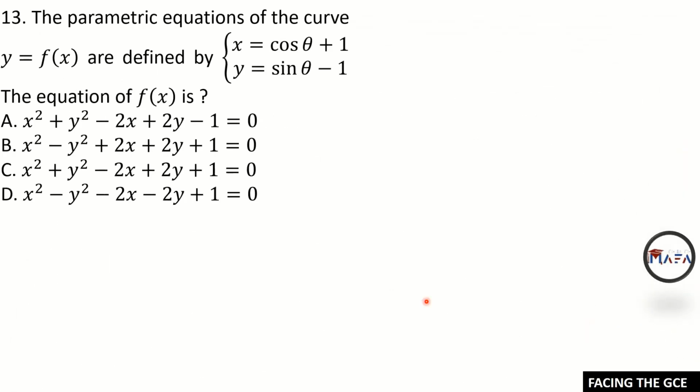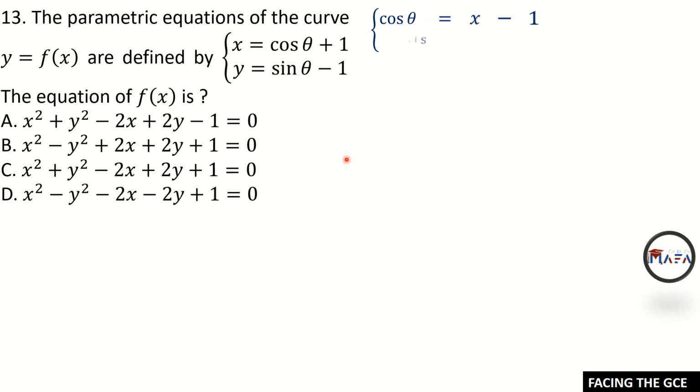Alright, so we are getting closer to the end. Question 13, it reads, the parametric equations of the curve y equal to f of x are defined by x equal to cos theta plus 1 and y equal to sin theta minus 1. The equation of f of x is, so we need the equation from the parametric equations.